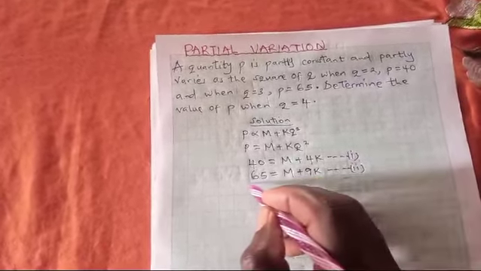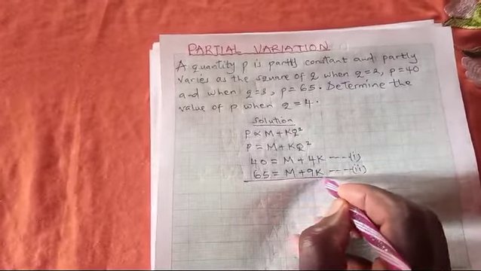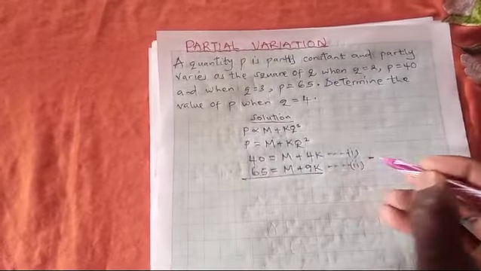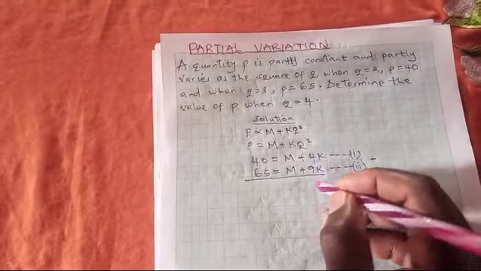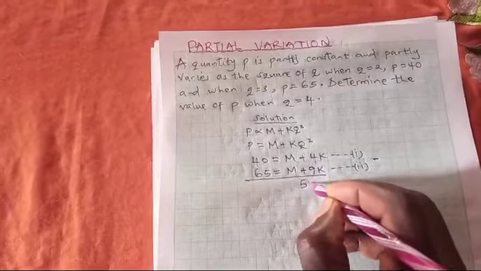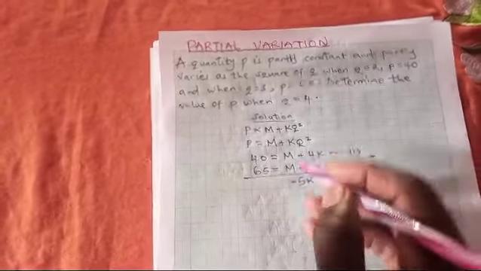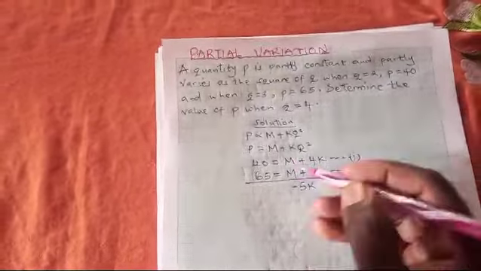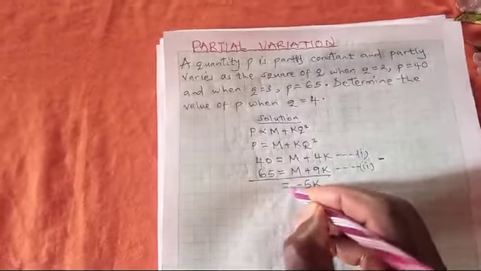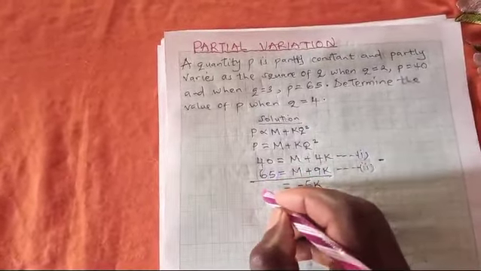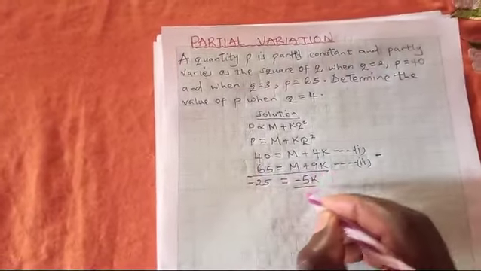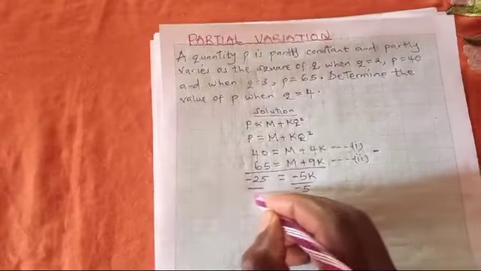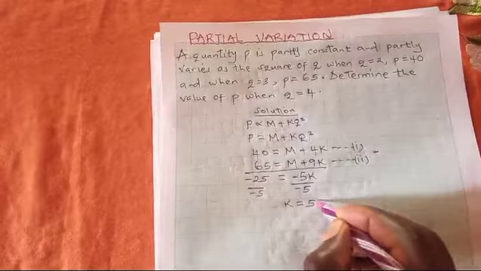Let us use elimination and say that we want to subtract this and say 4K minus 9K. This one is going to give us negative 5K. Automatically M minus M is 0, and then we have got 40 minus 65. This one is negative 25. We divide both sides by negative 5. So our K is in fact 5.